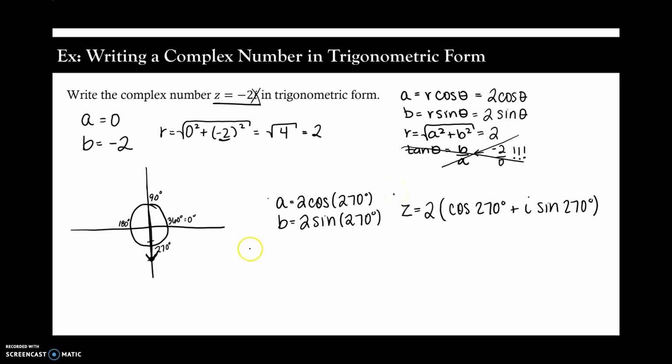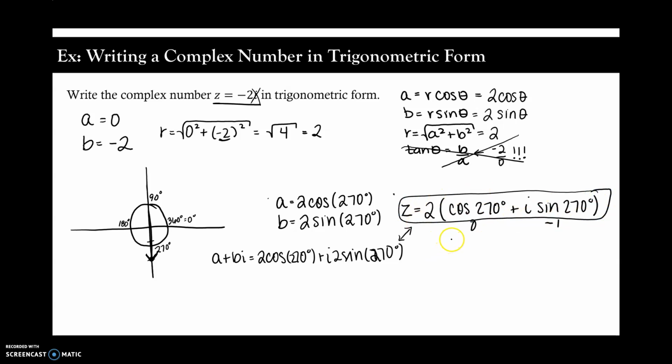If we keep going this way, we would say a plus bi is equal to 2 cosine 270 plus i 2 sine 270, which, as you could see, they're the same thing. So what's the cosine of 270? 0. What is the sine of 270? Negative 1. Oh, by the way, this is your answer.